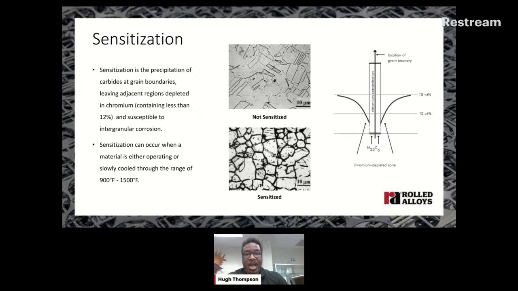Sensitization can occur when a material is either operating or slowly cooled through the range of 900 degrees F to 1500 degrees Fahrenheit.